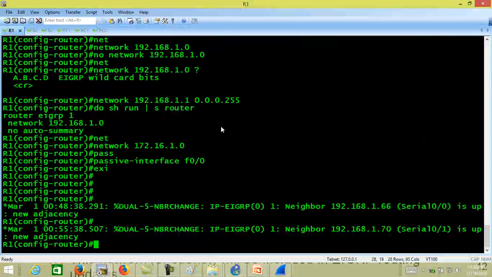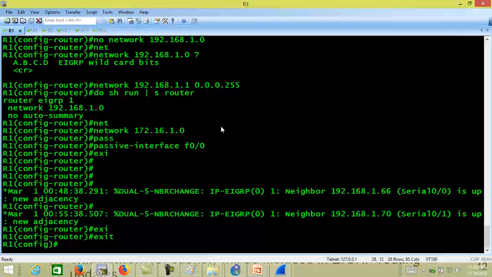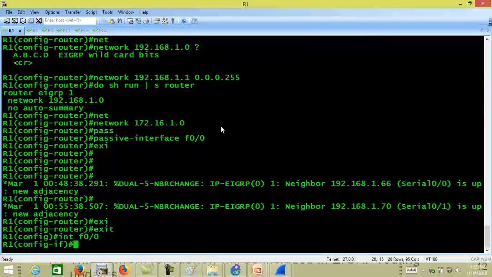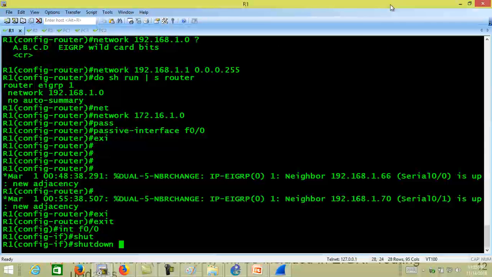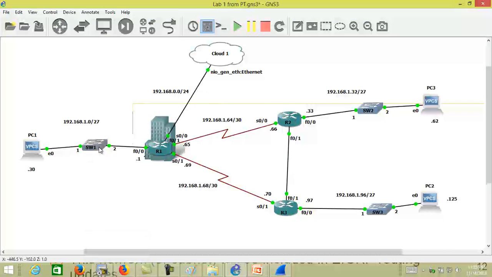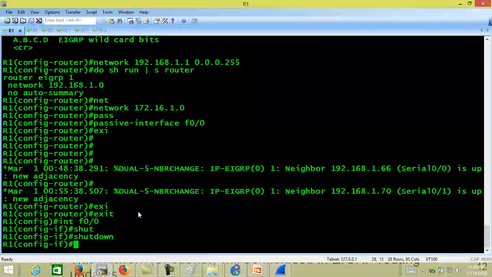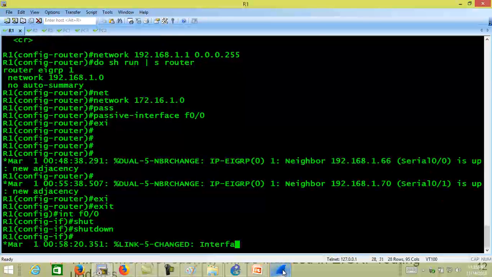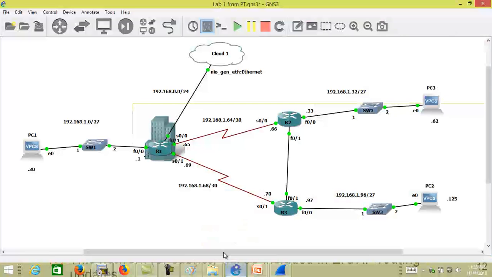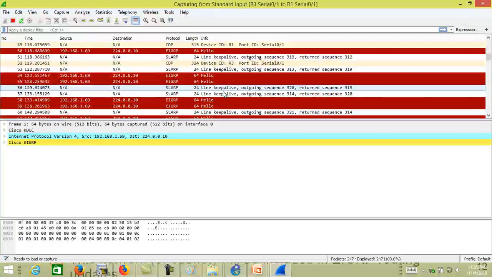So I need to be on R1. A query, just like the term suggests, is like this: if my router 1 loses connection to F0/0, maybe somebody has tripped on the wire, or the switch here just blew up, and it has lost connection. Of course the link there will go down, and that's what we are simulating here. We say shut down. Now router 1 right now is sending queries, trying to ask the neighbors, I've lost connection to this, do you have a backup and all that?